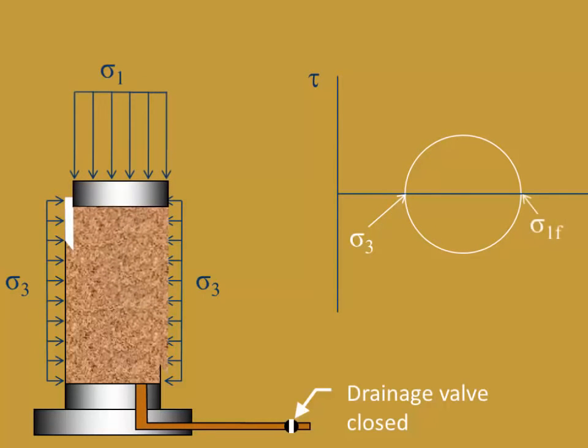Again, the maximum principal stress at failure is sigma 1f, and the soil has an undrained strength SU. Because the drainage valve was closed during the consolidation phase, no consolidation occurred, and the soil did not gain any strength during this phase. Therefore, the undrained strength under confining stress is no greater than the undrained strength measured by an unconfined compression test of the same soil as shown here.